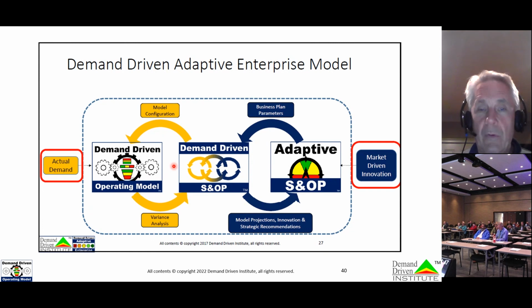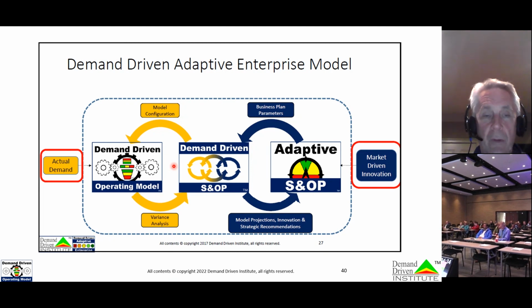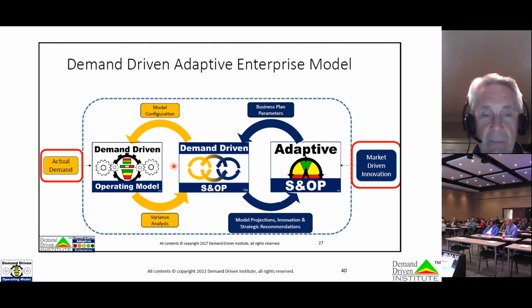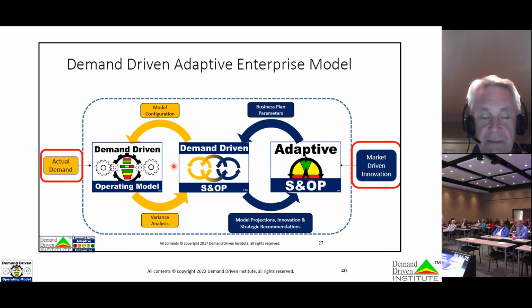And what could be more important in these challenging times that we've all been working in over the past few years? So with that, I'm going to stop. There's more to this topic. I really encourage you to go to the Demand Driven Institute and learn more about the Demand Driven operating model. We're eager to help out in any way that we can. So why don't I stop there, Ken, and see if there's any questions?